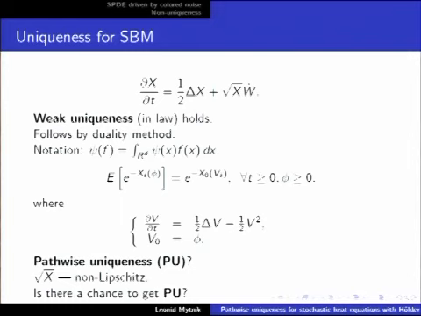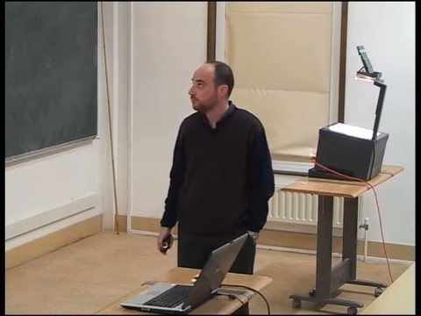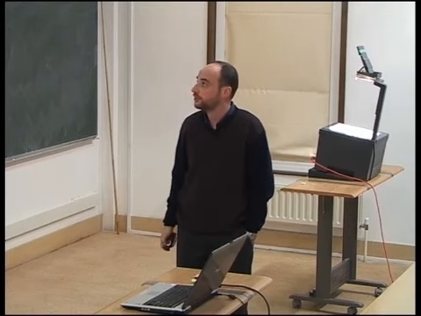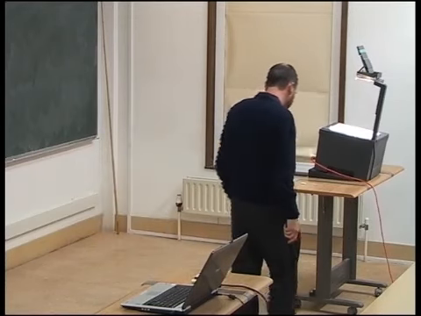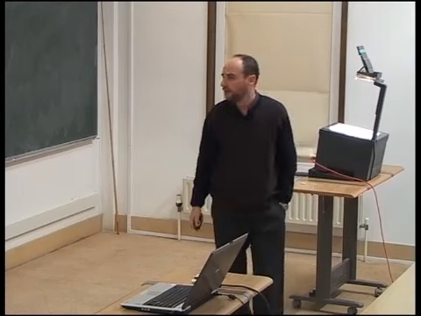The weak uniqueness in this setting, which in many cases is proved by the duality method, is a very non-robust method and in many cases it just doesn't work. We don't know the right duality function, and we don't know uniqueness. And so the question we ask, first of all, is: is there any chance to get pathwise uniqueness in the case of non-Lipschitz coefficient?